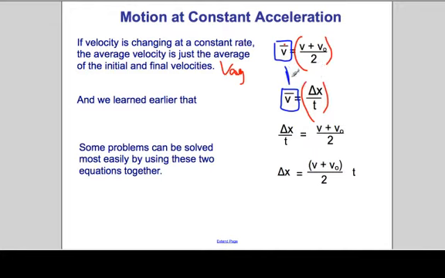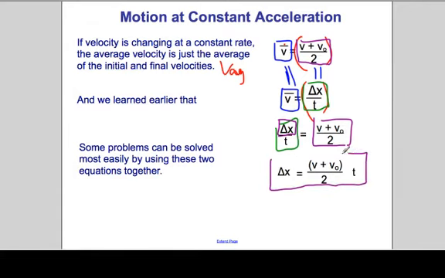So if these are equivalent, the average speeds, that means these two are equivalent. So we can set the delta x over t, that is the average speed, equal to the average speed, which is there. And this is pretty nifty. We now have an equation that we can use in order to predict the displacement based on knowing the final speed, the initial speed, and time.